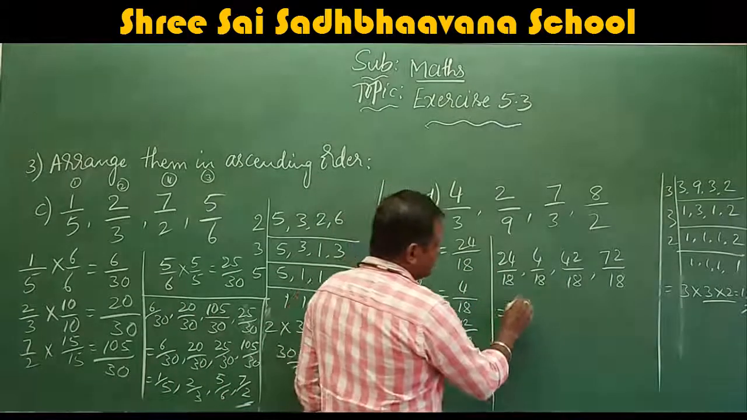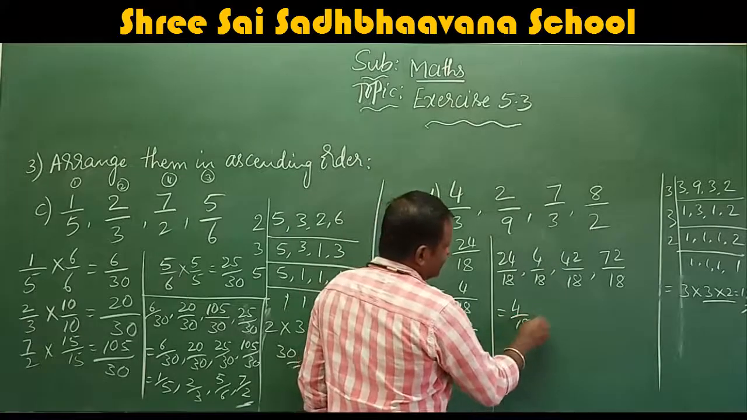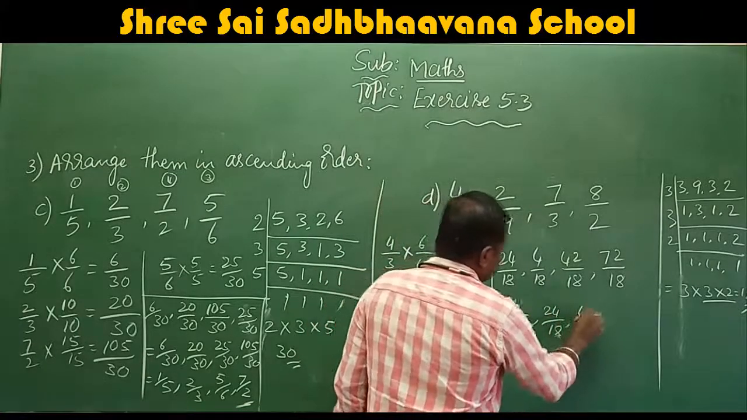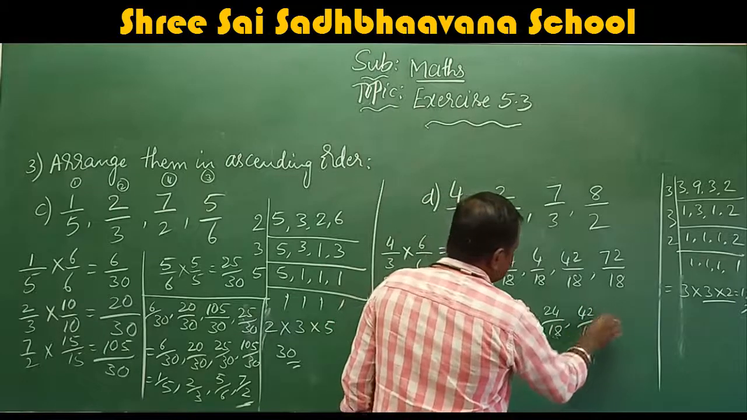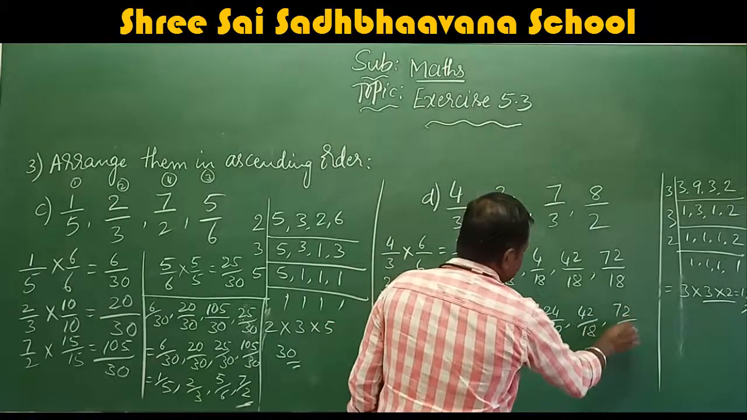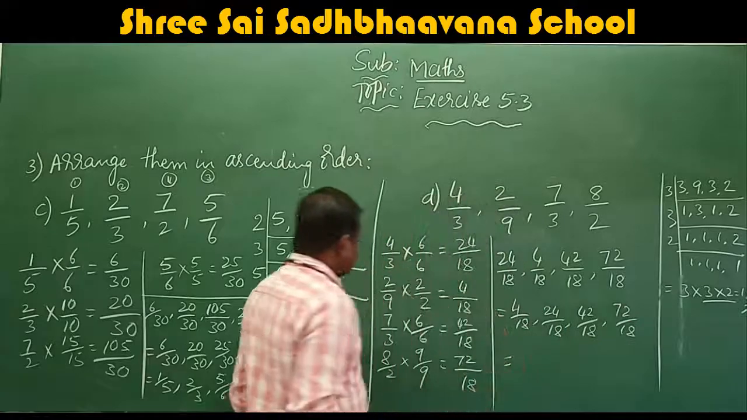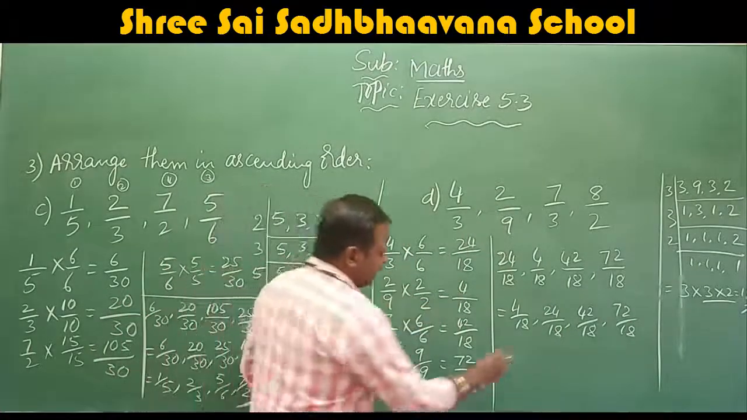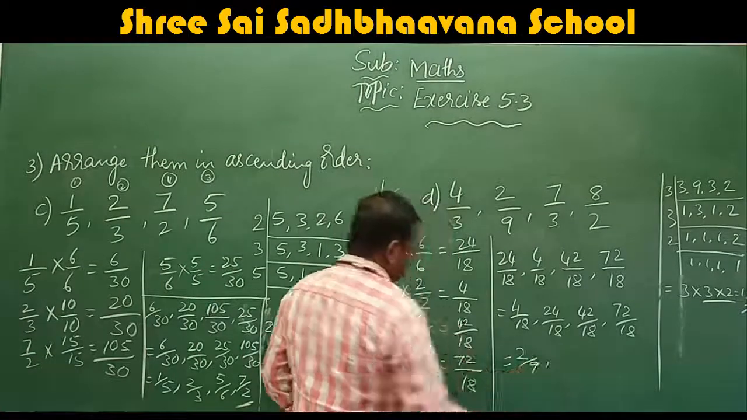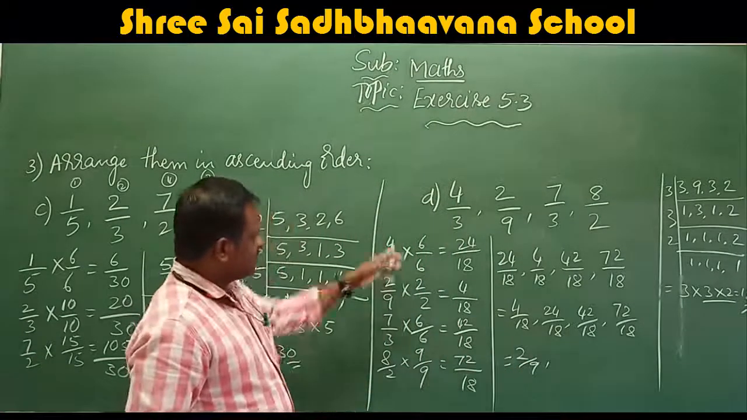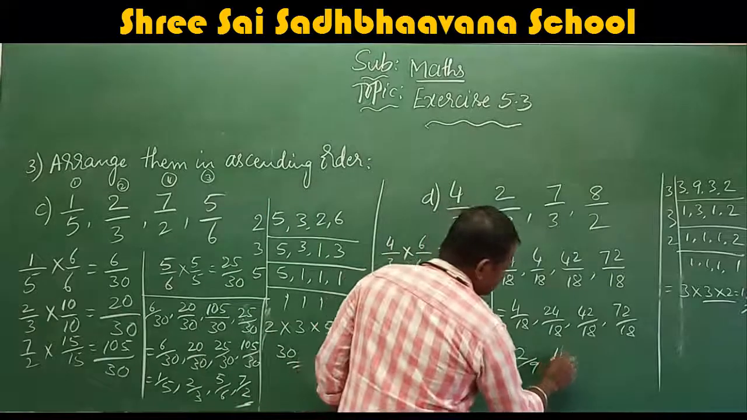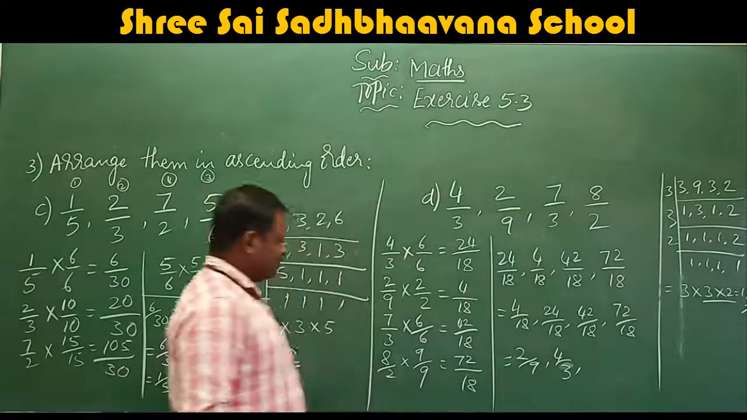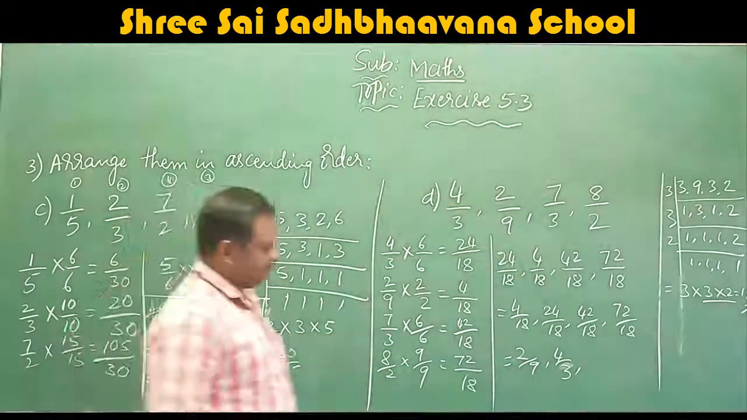In ascending order, first is 4 by 18, second is 24 by 18, third is 42 by 18, fourth is 72 by 18. So what is 4 by 18 here? 2 by 9. 24 by 18 is 4 by 3. Next, 42 by 18 is 7 by 3.